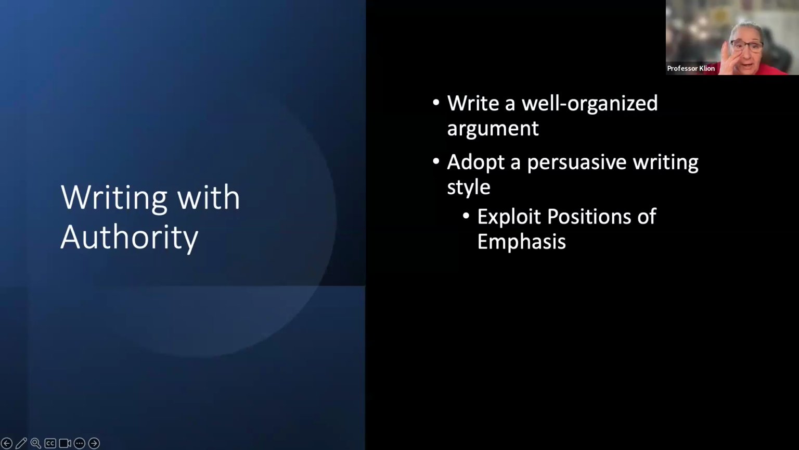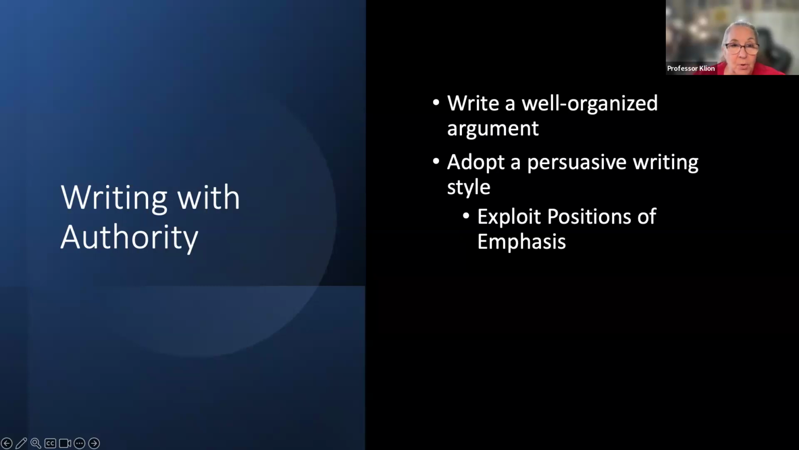So you want to exploit, and what do I mean by exploit? Meaning you want to put your most important stuff where the reader is going to be paying the most attention, in those spaces that have the white space. So that would be the beginning and the end of every paragraph, the beginning and the end of the document. That's where the readers pay the most attention.